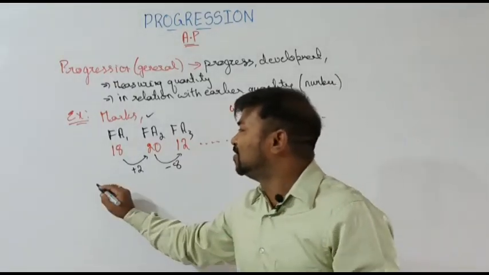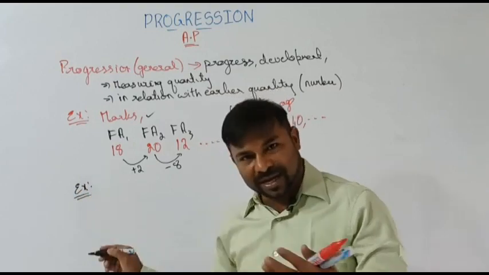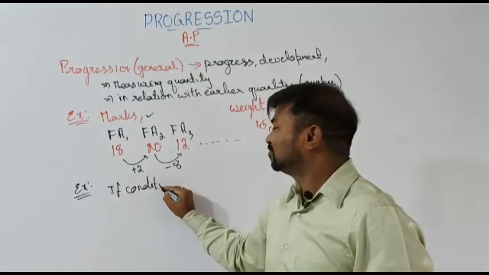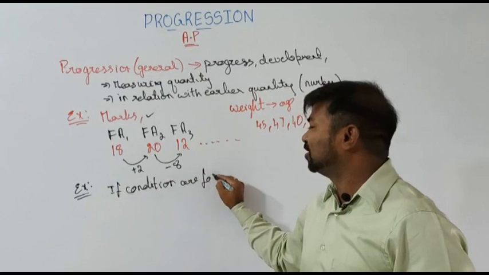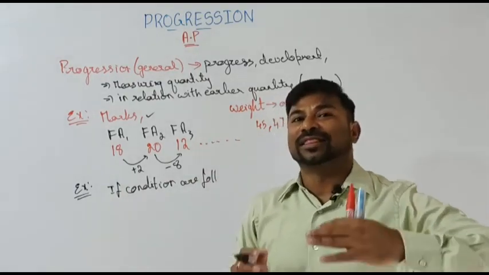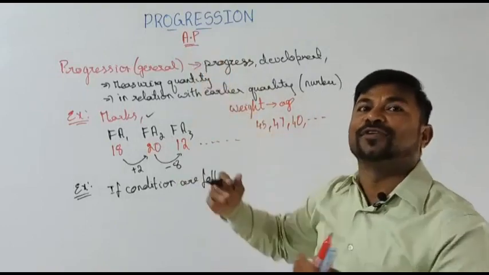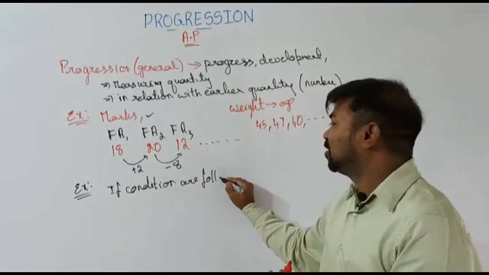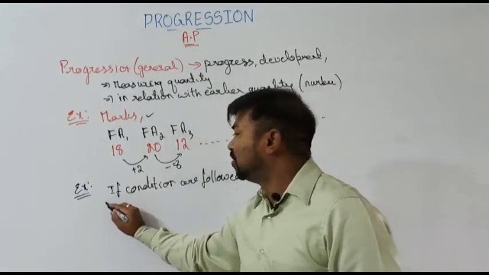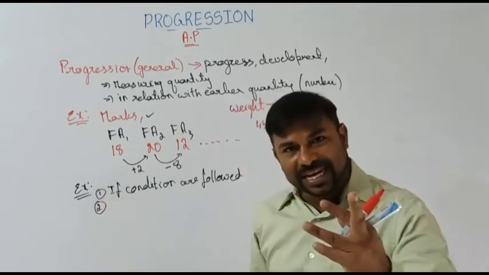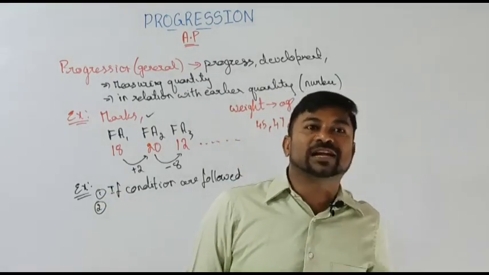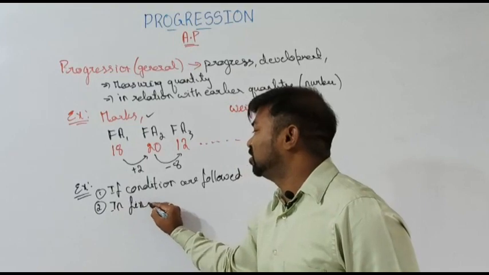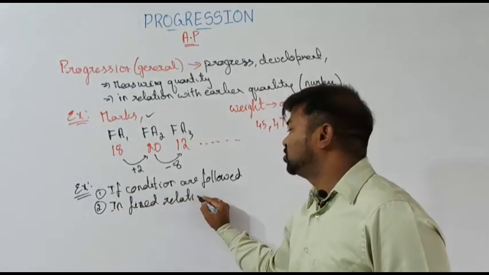Now, in mathematics, if conditions are followed, then instead of progressions in general life, we call them progressions in mathematics. Conditions are followed, and the second one is that the condition should be exactly with the preceding term, in a fixed relation.